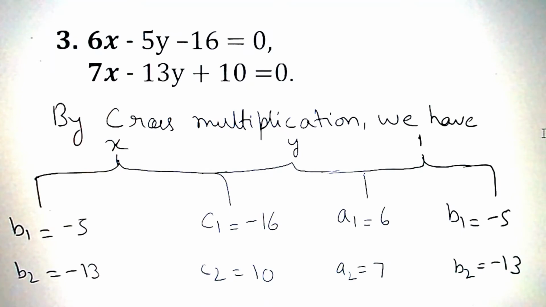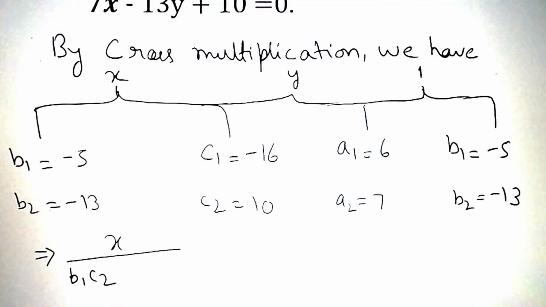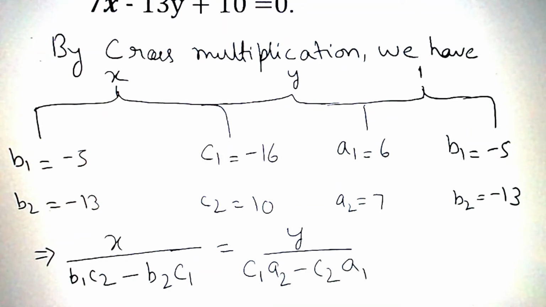Question number 3. While cross multiplication, first we will draw a column, that is x, y and 1. Then we have to put the values of b1, b2, c1, c2, a1, a2, b1, b2. x/(b1 c2 minus b2 c1) is equal to y/(c1 a2 minus c2 a1) is equal to 1/(a1 b2 minus a2 b1).